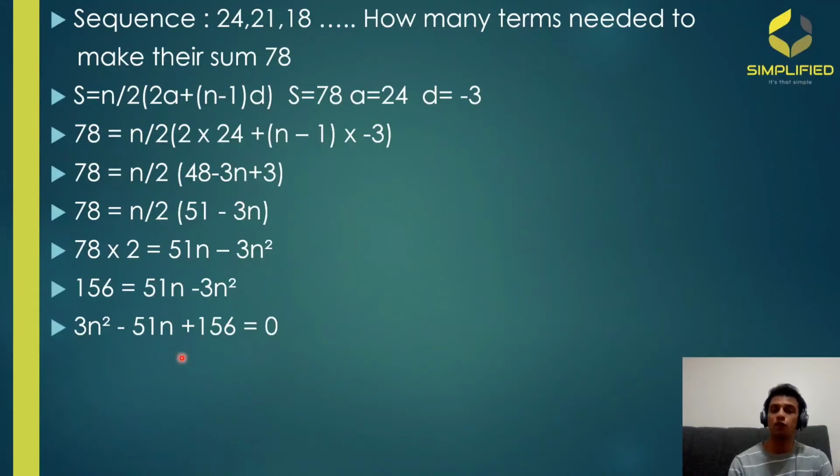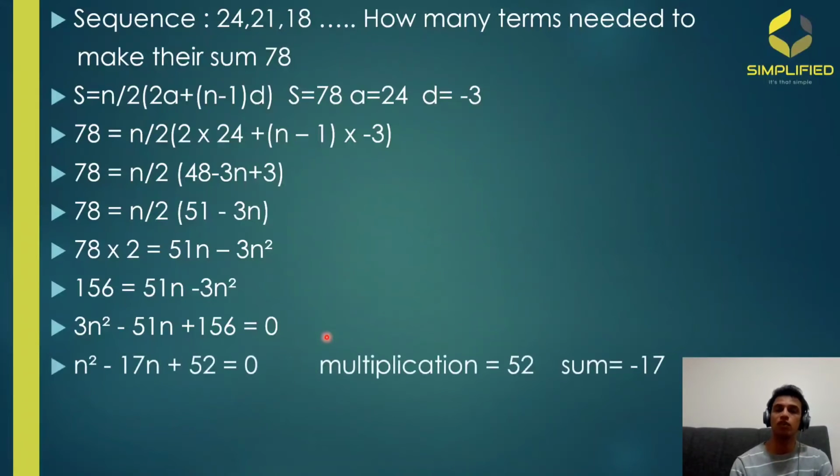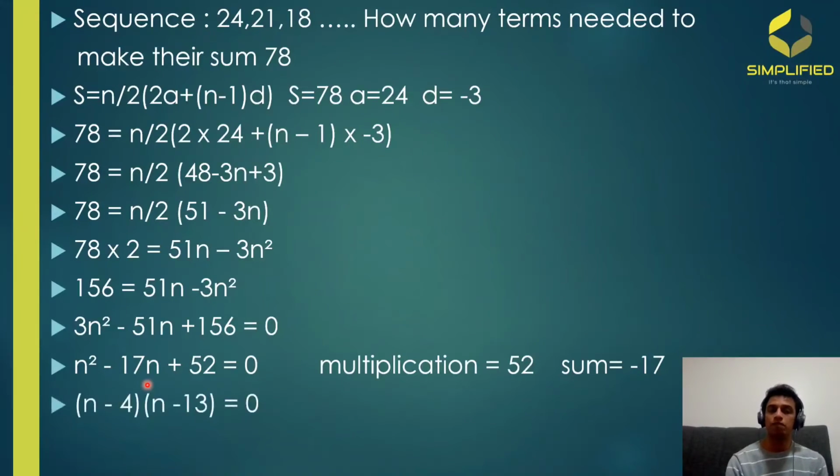So just divide this equation by 3. That will give you n square minus 17n plus 52. So that is giving you a quadratic equation where you have sufficient clues to find the possible values for n. When multiplying, you should get 52, and when adding, you should get minus 17. As I already told you, just pause at this point to find out that answer yourself. So the answer will be n minus 4 and n minus 13.